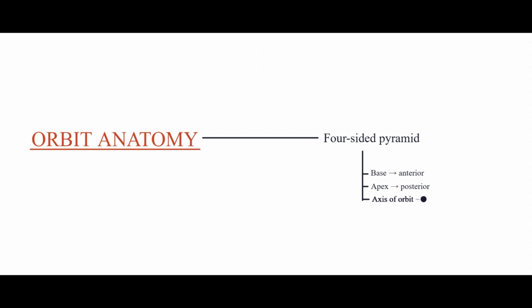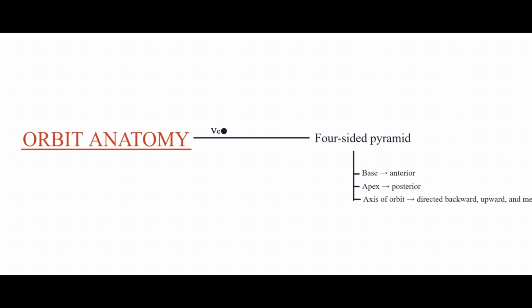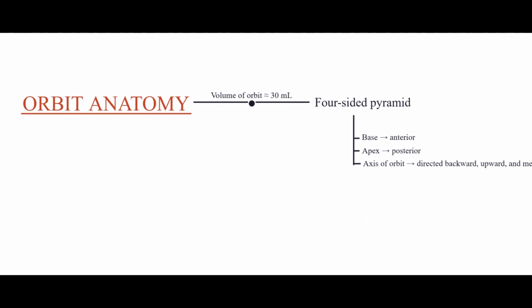The axis of the orbit is directed backward, upward, and medially, approximately 22.5 degrees from the sagittal plane. The volume of the orbit is approximately 30 milliliters. Out of this, the eyeball occupies about 7 milliliters.